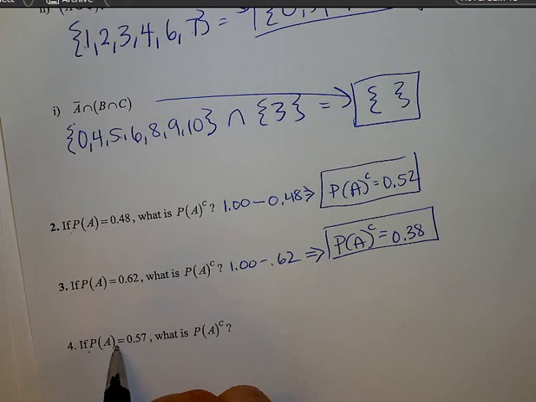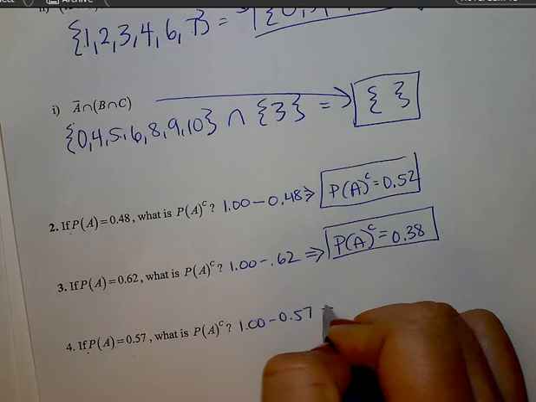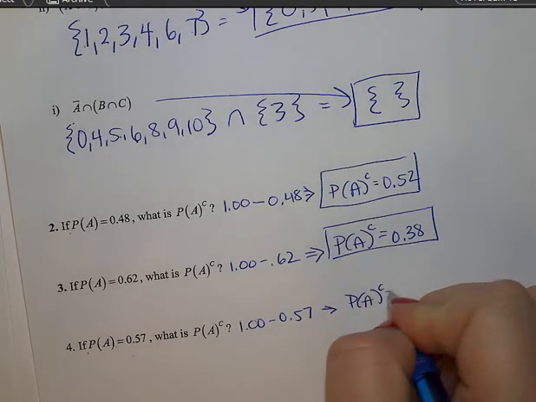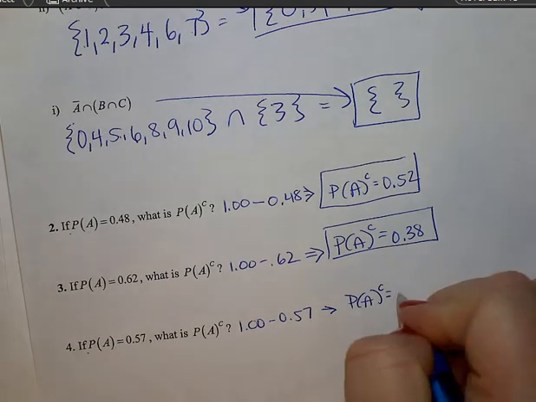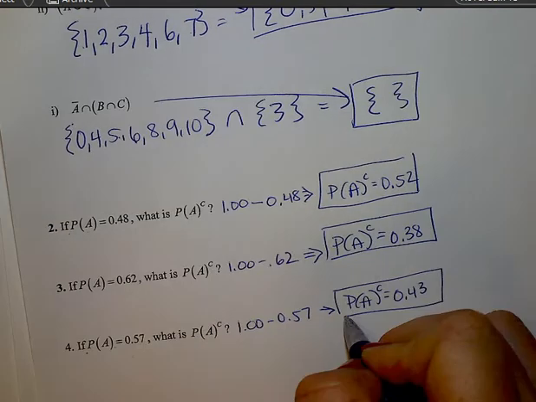Probability of A occurring is 57%. Subtract it. So probability of A complement would be 1.0 minus 0.57. So 0.43. Hopefully that helps.